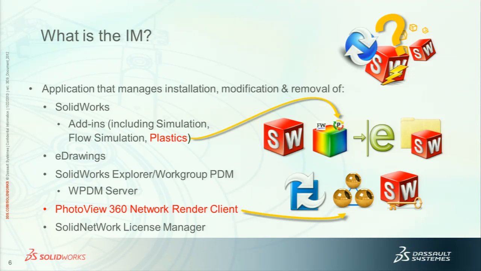E-drawing, SolidWorks Explorer, Workgroup PDM, the Workgroup PDM Vault, Solid Network License Manager, and PhotoView 360 Network Render Client, which again is new in 2013. I won't touch too much on that other than it's new. It's in the 2013 installation manager. It's a free product. If you don't enter a serial number, for example, you can still install it. So you'll see that right away.